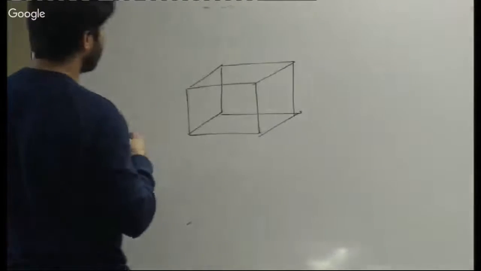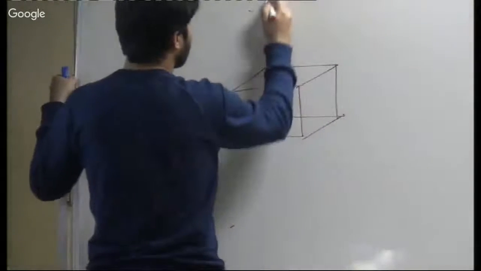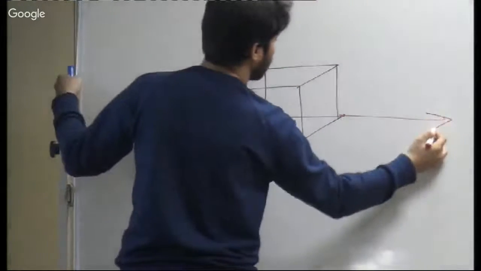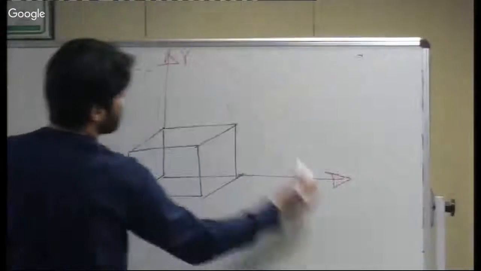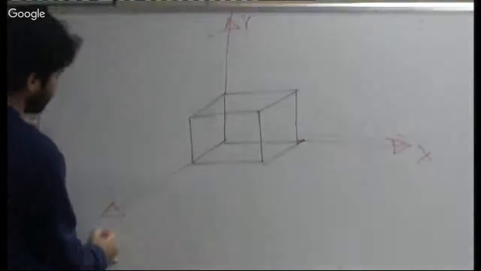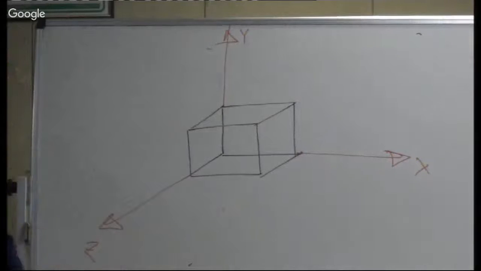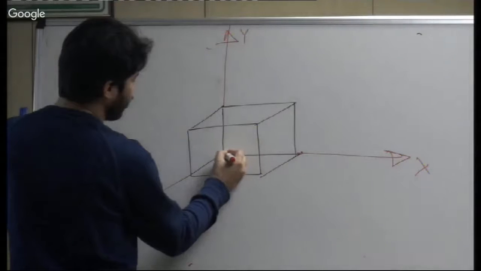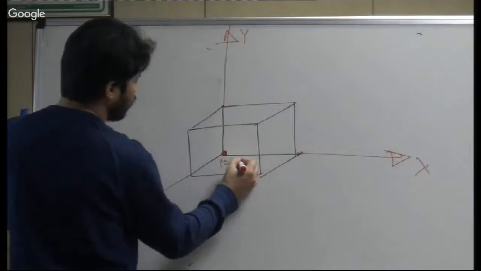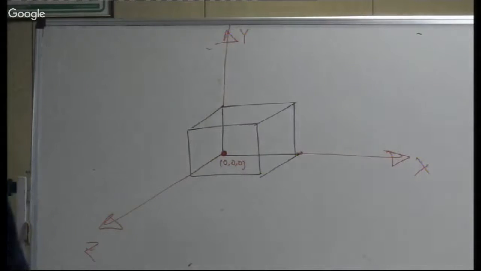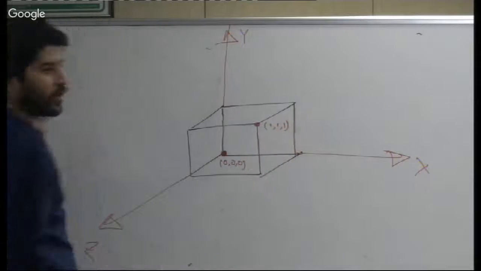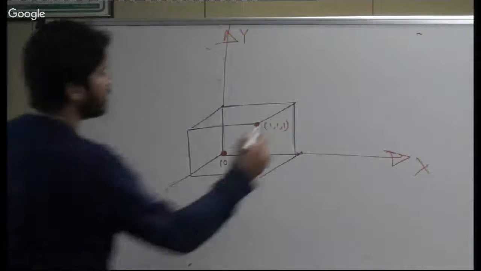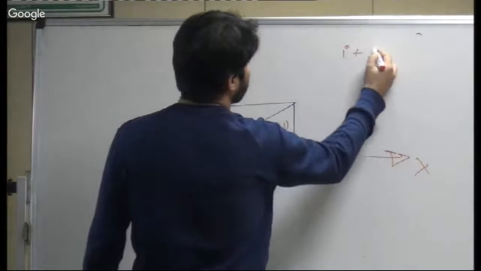Let's say this is my cube of 1 unit edge. This is my y axis, this is my x axis, and this is my z axis. Now I can say this is my origin, which is 0, 0, 0, and this is my opposite vertex, which is 1, 1, 1. So I can say one diagonal is i cap plus j cap plus k cap.